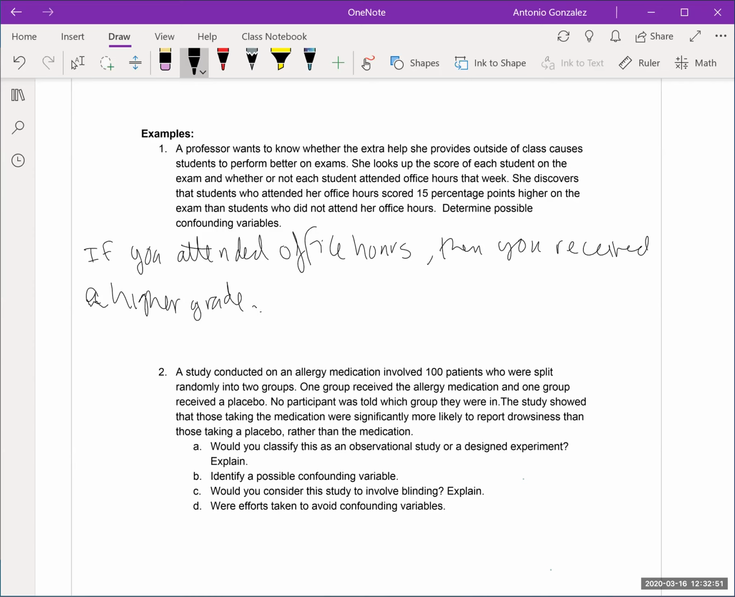You think it's a placebo effect? So they just felt good about attending office hours? Okay. Anything else? Anything else you guys might think of here?